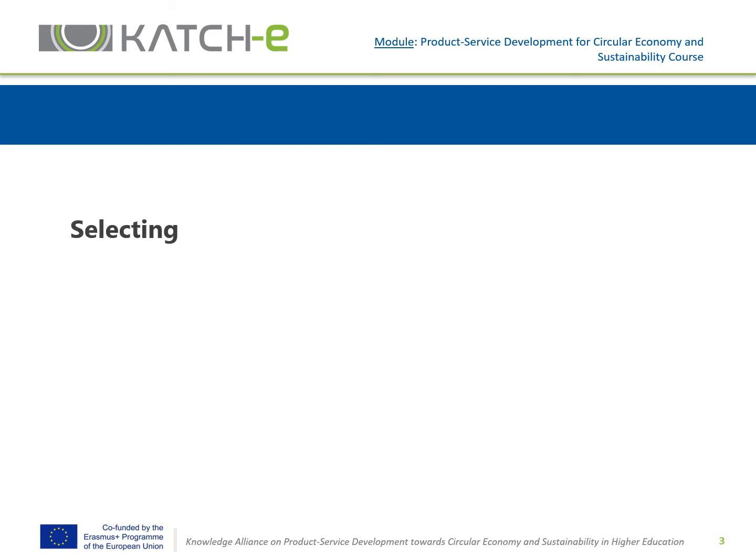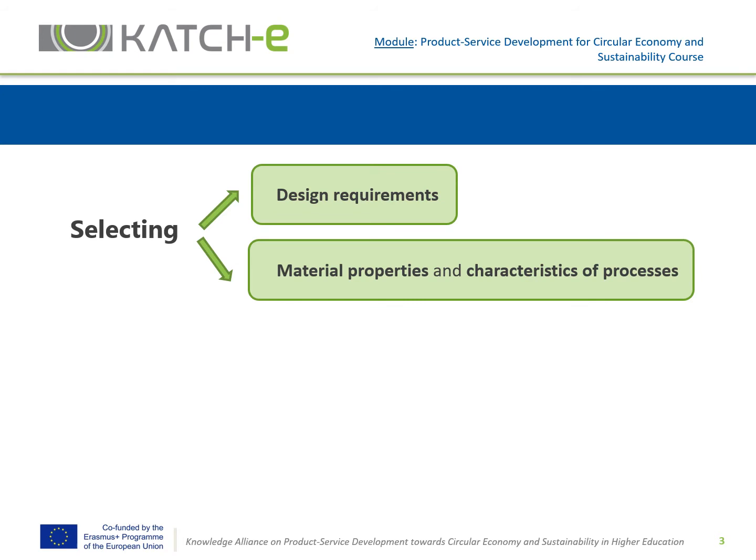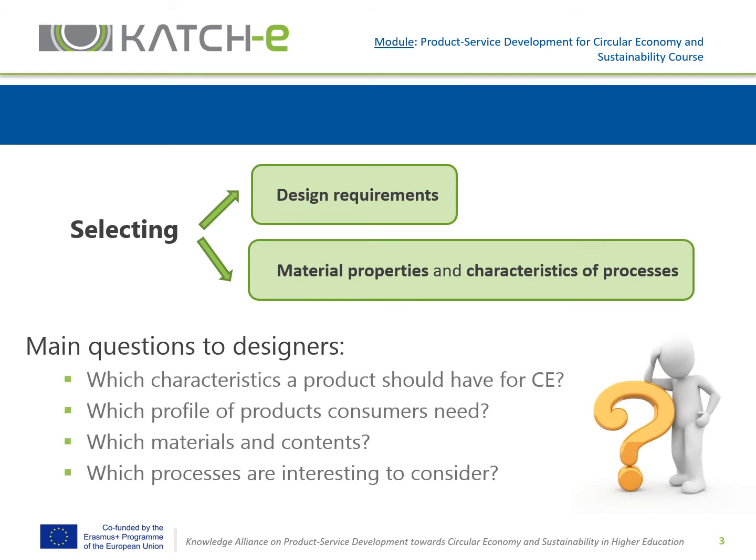We have already talked about the importance of selecting the appropriate materials and processes. This selecting stage involves seeking the best match between design requirements and both material properties and characteristics of processes. In order to do that, the main questions that designers should ask are: which characteristics should a product have for circular economy? Which profile of products do consumers need? Which materials and contents? Which processes are interesting to consider?